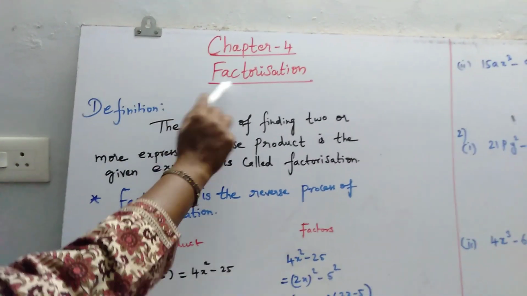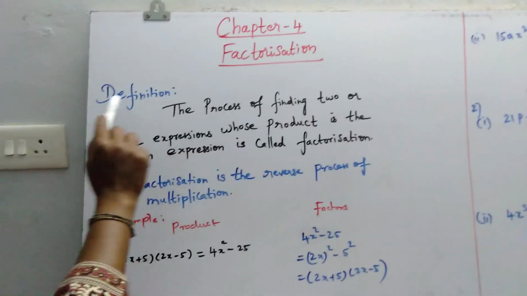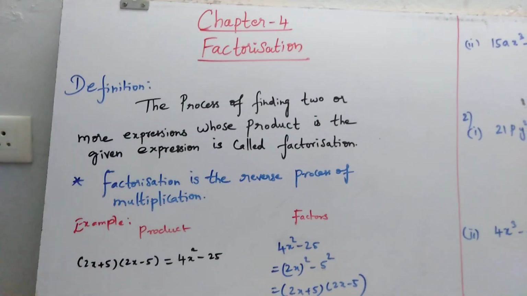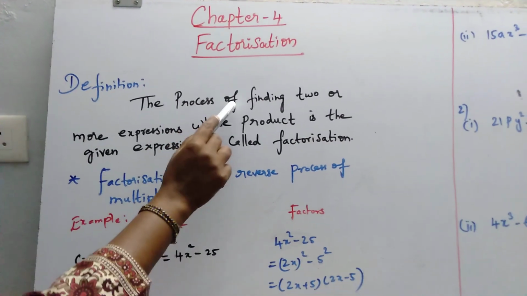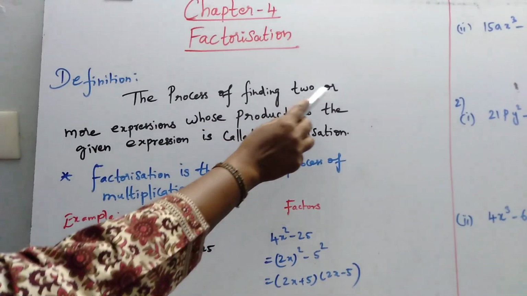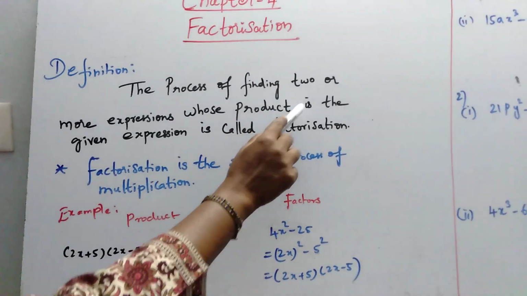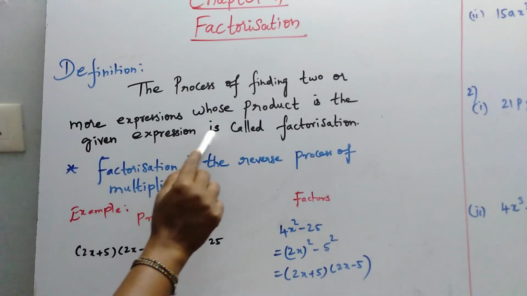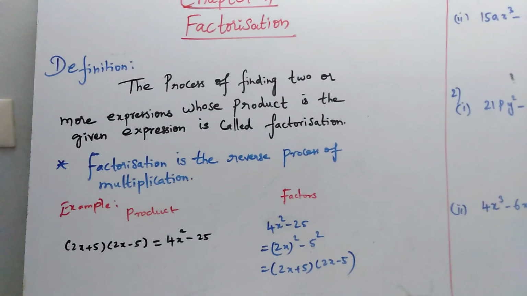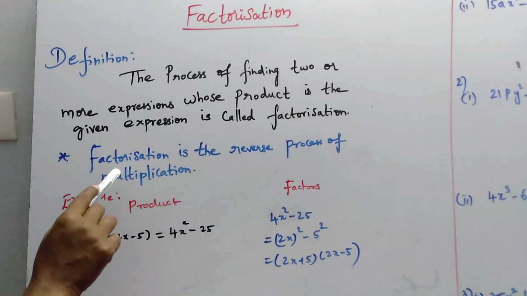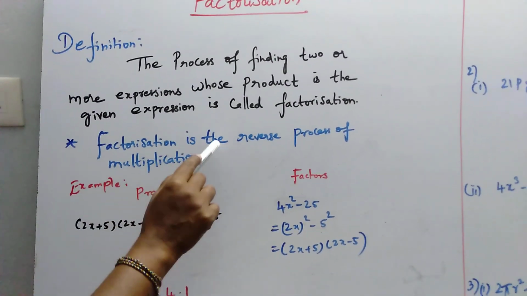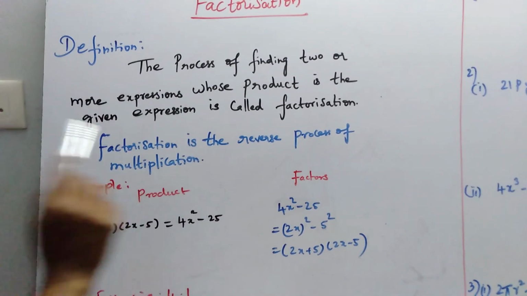Chapter 4, factorization. The definition of this term factorization is the process of finding two or more expressions whose product is the given expression. Or otherwise it can be said that factorization is the reverse process of multiplication.